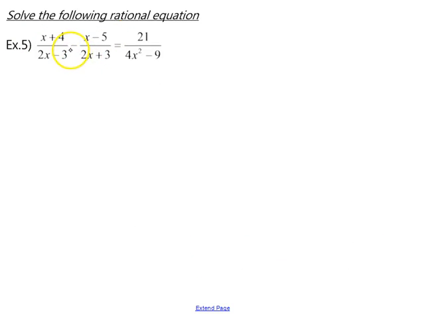In this last example, I just want to point out what happens when you have a subtraction. We're going to change that to a plus sign and distribute a negative to the terms in the numerator of the expression that follow the subtraction. So the positive x becomes a negative x, and the minus 5 becomes a plus 5.